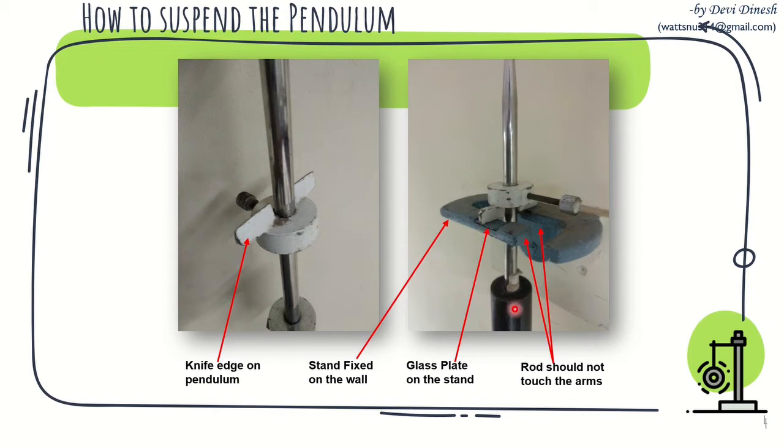Because it is an oscillation experiment. Here we are putting it on a glass plate so that the friction is very less. At the same time, if this rod is touching any of the arms of the support, then that will also cause friction, because of which my pendulum will slow down. So that there is no resistance to my pendulum, I have to be extremely careful about all the setup every time I am taking the reading.